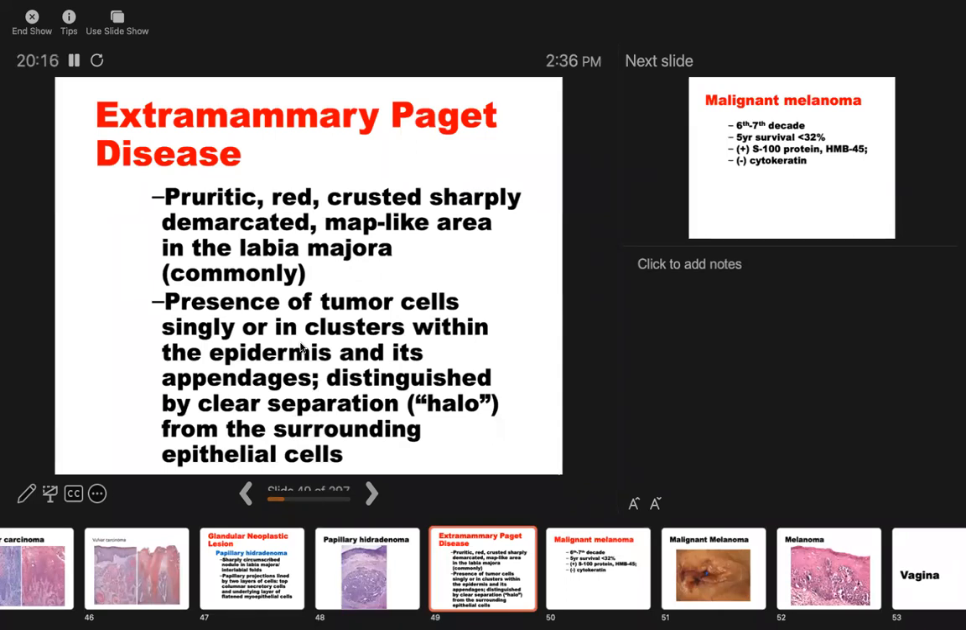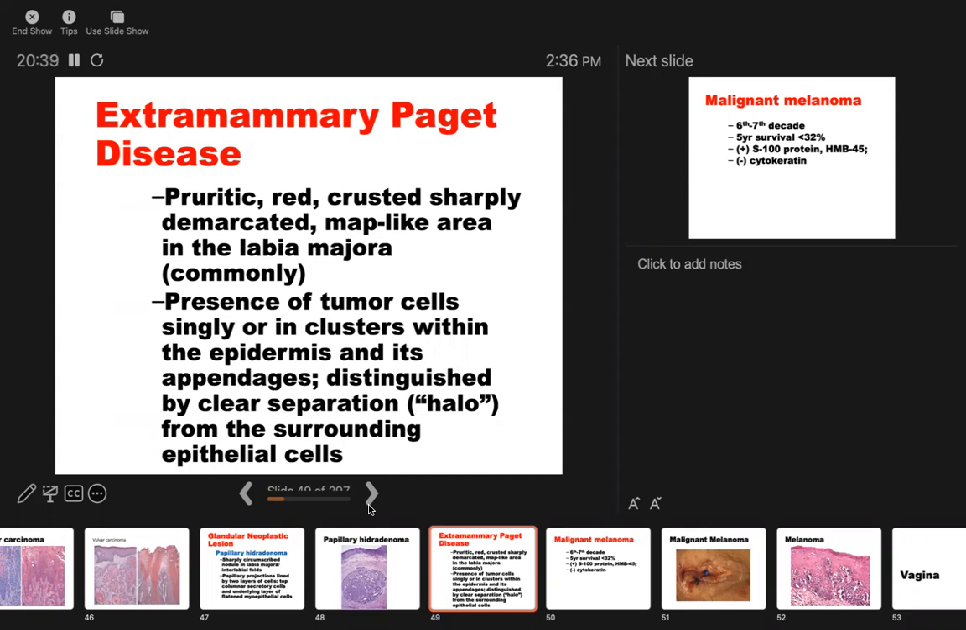The problem with Paget's is that, take note, it is an intraepithelial proliferation of malignant tumor cells. They also appear as halo. I have an image later that I'm going to show you, surrounding the epithelial cells. And this is again denoting an intraepithelial proliferation of malignant cells.